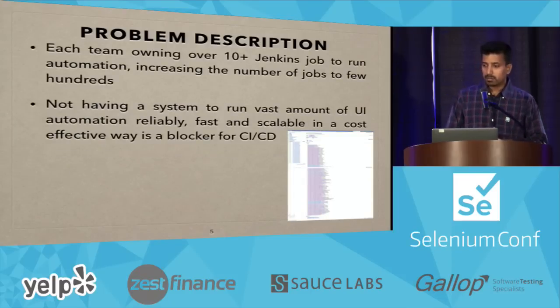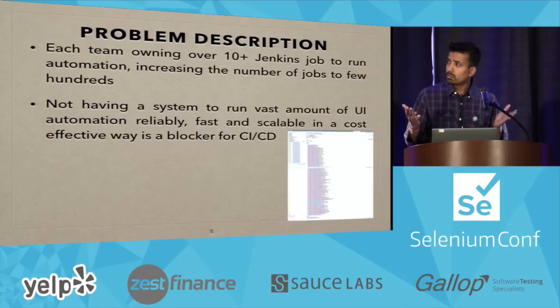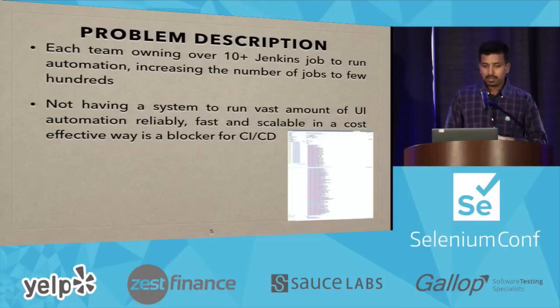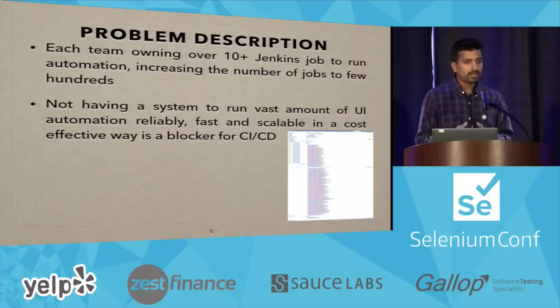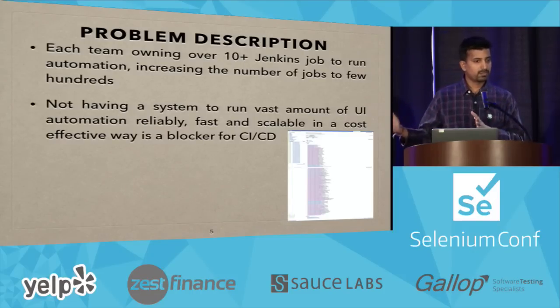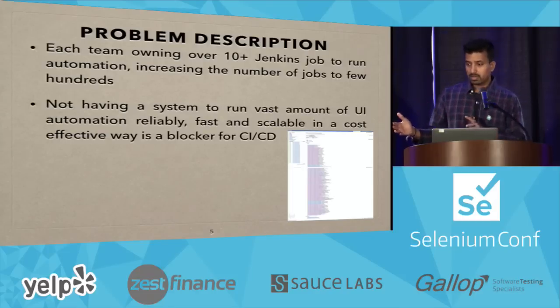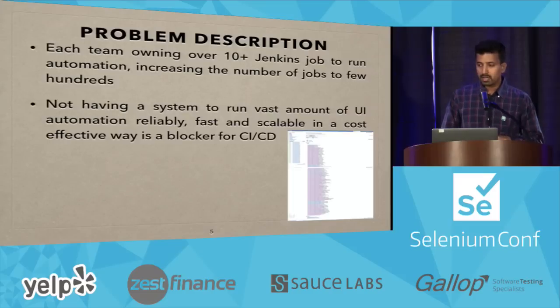And the third problem is we rely too much on Jenkins jobs, and we have more than 30 teams, and each team owns more than 10 jobs, right? And a Jenkins job could fail for various reasons besides failing because the automation is failing. It could fail because your source control is not working. It could fail because the executor doesn't start a browser on a non-grid environment.